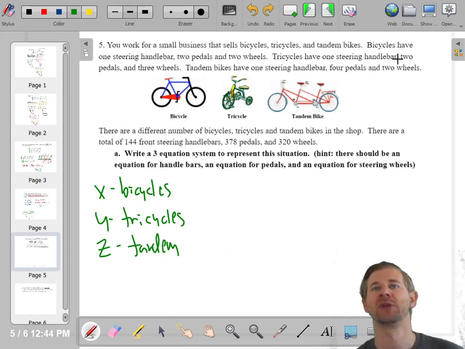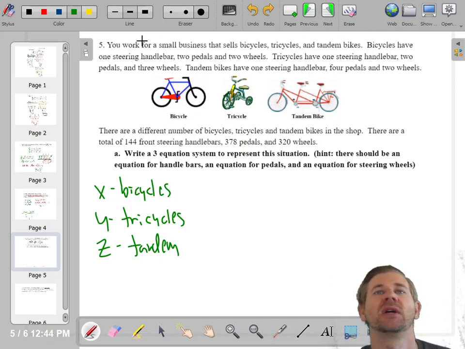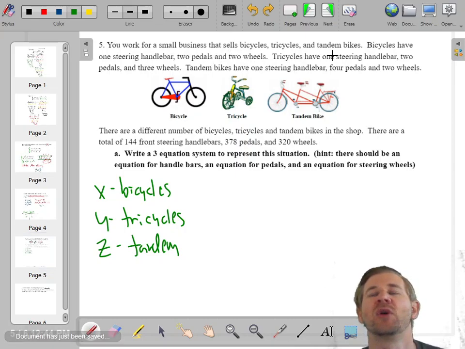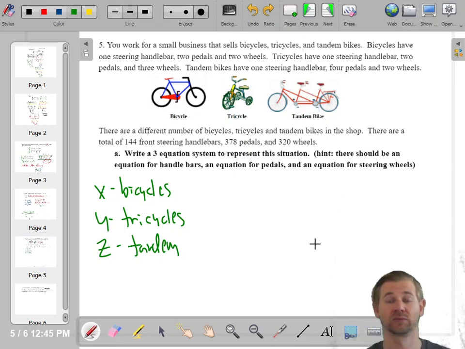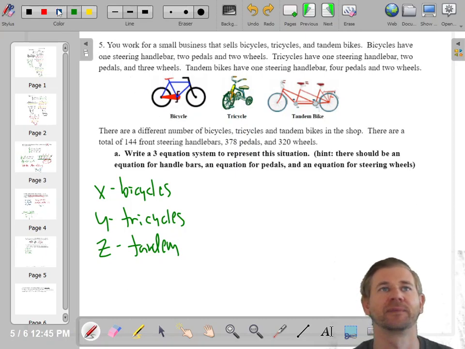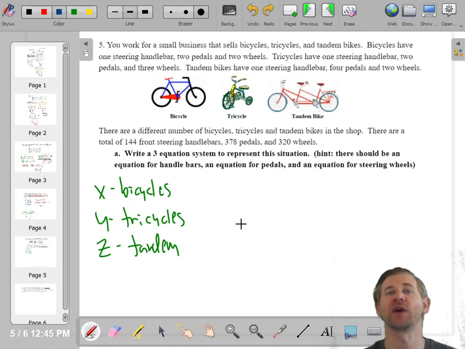It says handlebars, oh, it even tells us, bicycles have 1 handlebar, 2 pedals, and 2 wheels. Tricycles have 1 handlebar, 2 pedals, and 3 wheels. Tandem bikes have 1 handlebar, 4 pedals, and 2 wheels. Sorry, bell rang. Okay. Let's write our 3-variable system.